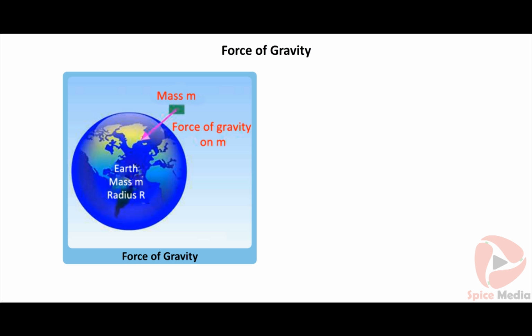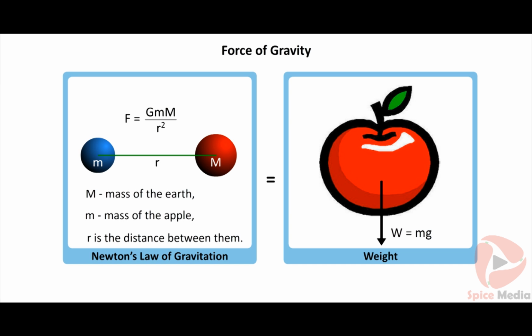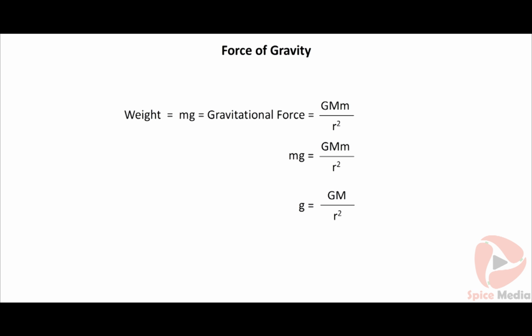The force of gravity on m is by definition its weight. Thus, the gravitational force on the apple equals the apple's weight, mg, where g is equal to 9.8 meter per second squared. We know by Newton's law of universal gravitation, F is equal to G M m by r square. Equating both the equations and cancelling terms, we get g is equal to G M by r squared. Thus, the value of acceleration due to gravity g is independent of the mass m of the body, that is feather or coin or stone.